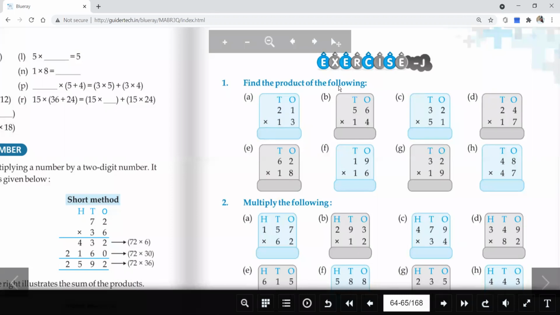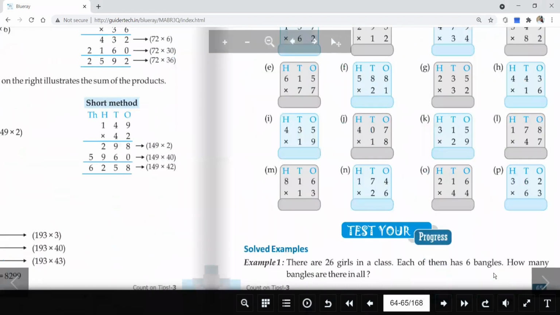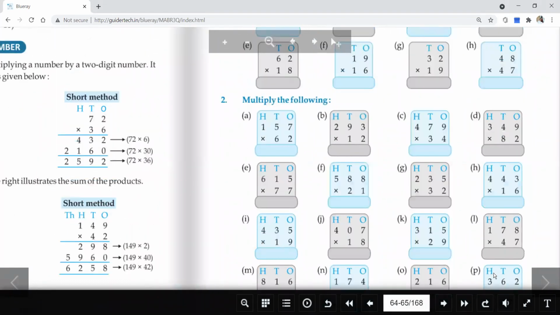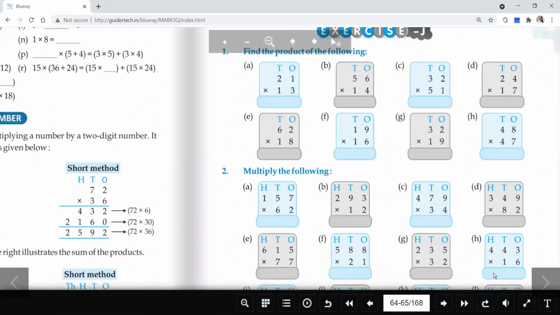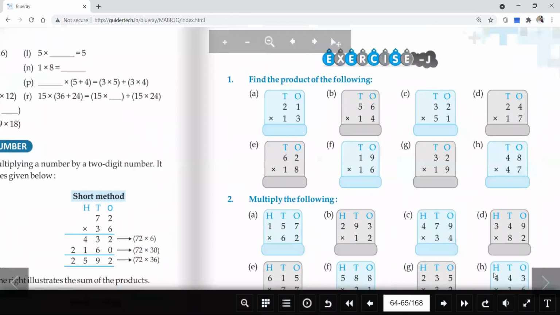Complete this exercise J in your copy. If one is done, start with 2.